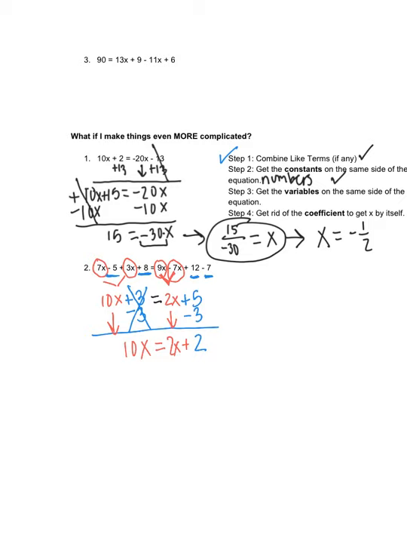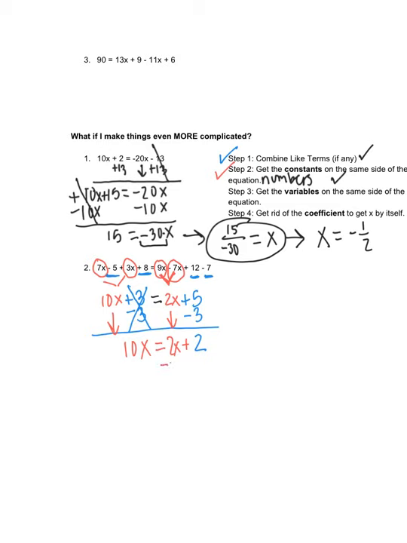Step 3 says to get the variables on the same side of the equation. So we did step 2. We have the constants on one side. There's only one constant remaining. Step 3 tells me I have to get those variables on the same side. So I want to move this 2x over to the left side because right now the 2x is the thing that's not by itself. The 10x is already by itself, and the 2 is the constant. So I want to move the variable away from the constant.